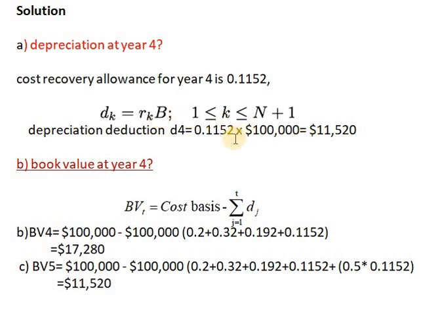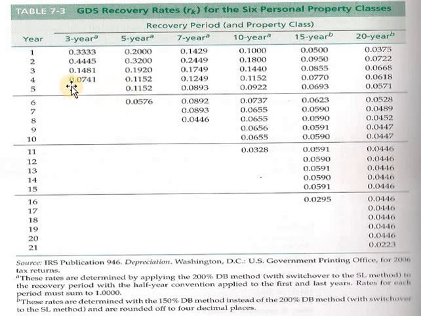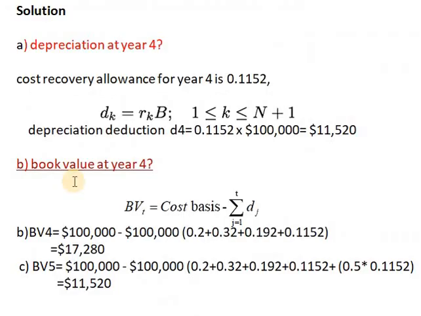So what do I need to get? The rate at year 4. If you go back to the table, you will see that at year 4 it was 0.1152. So this is the rate that I'm going to get from the table. So I apply the equation. Depreciation at year 4 is this rate that I got from the table times the cost basis. So the depreciation deduction of this asset at year 4 is 11,520.